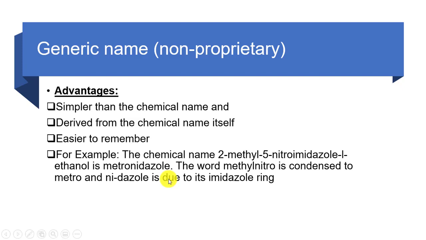But if I move to this slide, which is the generic name or the non-proprietary name, it is basically a name which is simpler than the chemical name itself, and it is easier to remember. So everyone can remember it easily. So if I talk about a particular drug, again I'll talk about metronidazole, which is 2-methyl 5-nitroimidazole 1-ethanol, it is condensed: the methyl nitro is condensed to metro, and nidazole is condensed from imidazole. So it becomes metronidazole. Okay, so this is a generic name, and it is also the universal name used by different clinicians and basically used everywhere around the world.